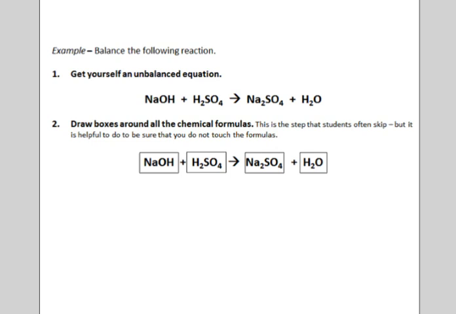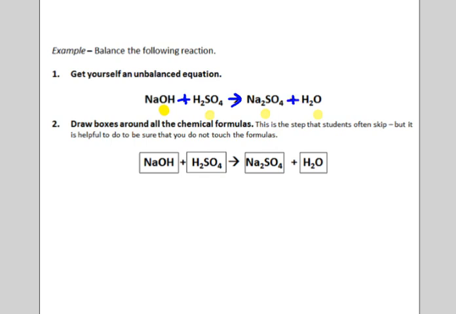All right, we're going to break this down into the individual steps. Let's start with the unbalanced equation. In this reaction, we're going to react sodium hydroxide and hydrogen sulfate. They're going to react to produce sodium sulfate and water. We're going to make sure that we separate these by drawing boxes around each of the formulas. My formulas are always separated by plus signs or arrows.